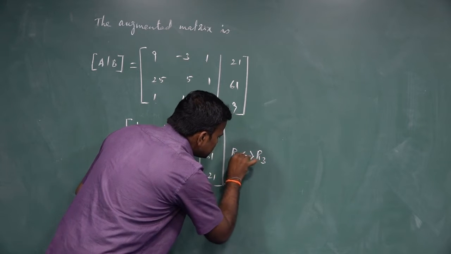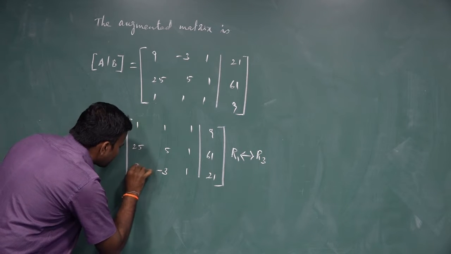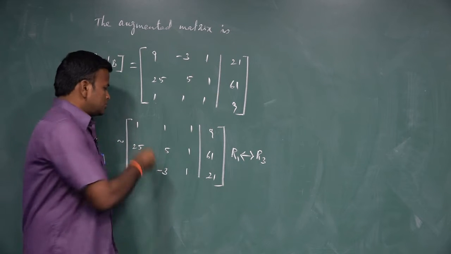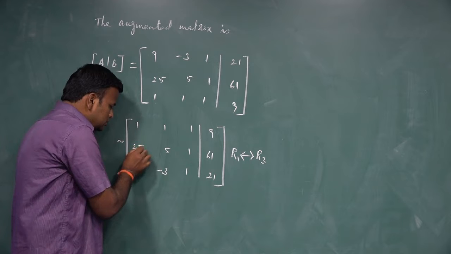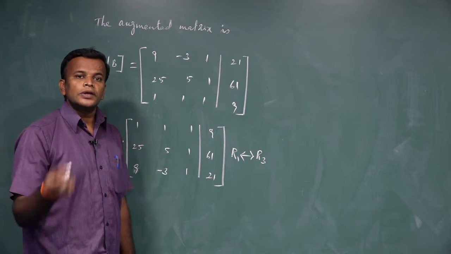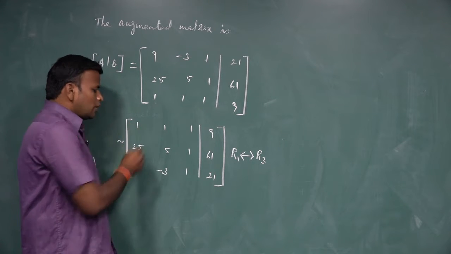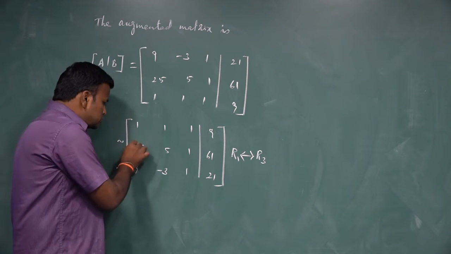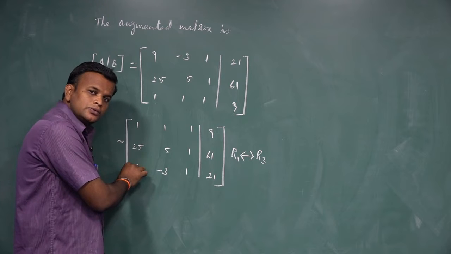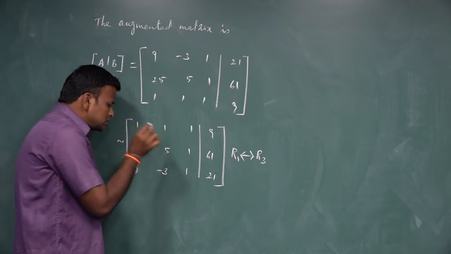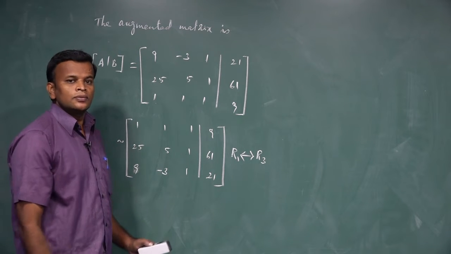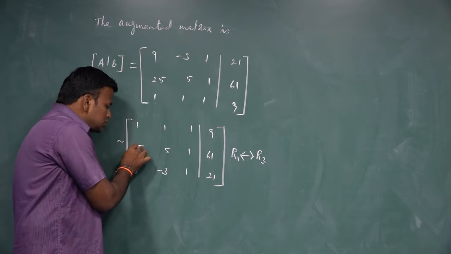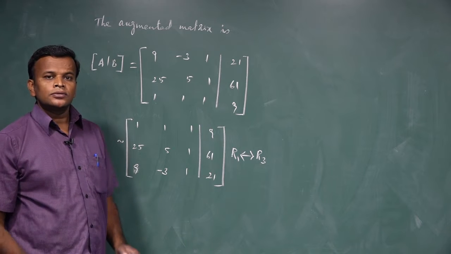R1 interchange R3. We interchange the first row and the third row. So the first element is no problem, it is 1, 25 and 9. After changing, this element is non-zero, or 1. The next process is to convert these two elements first of all to 0. So the next step, to convert this element to 0: 25, 1 and 25.